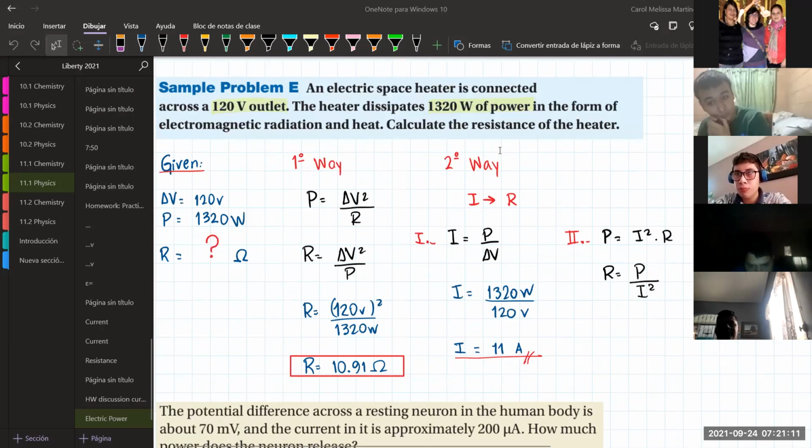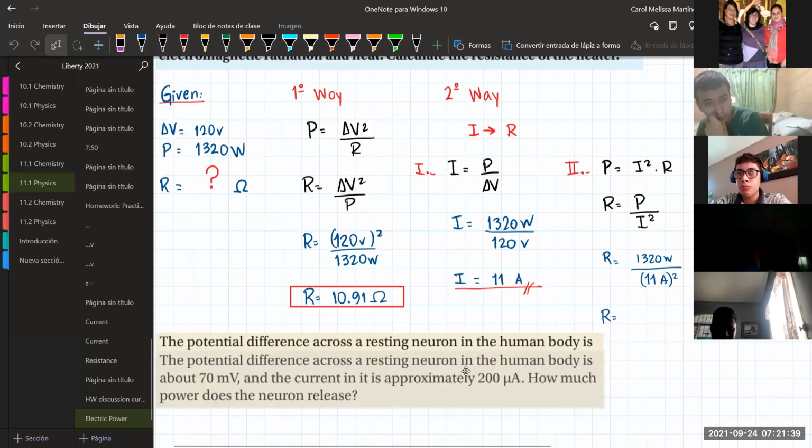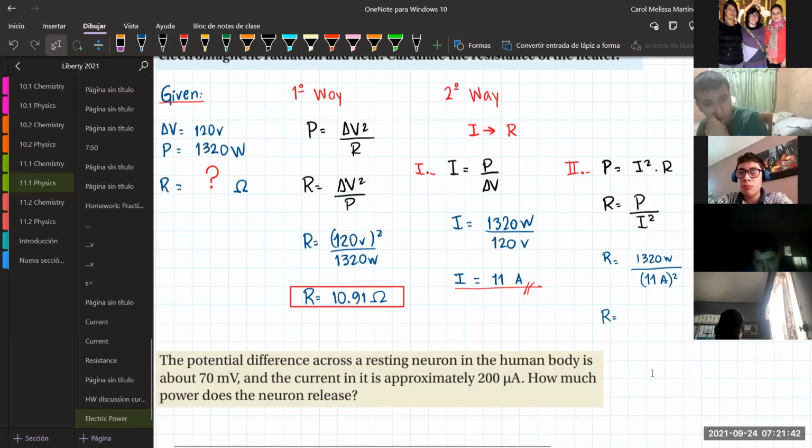Sorry, you're not seeing it. Yes, you're seeing it. Plug in the givens. How much is this? It should give you the same answer: 10.91. Since this is resistance, it's going to be in ohms.